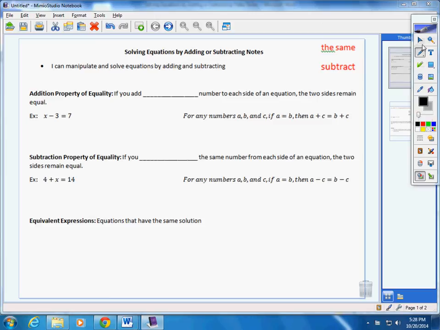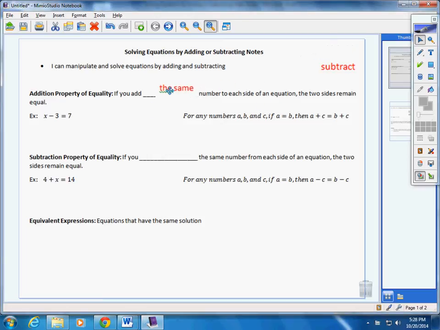Let's start off with our first definition. The addition property of equality says something very simple. If you add the same number to each side of an equation, then the two sides remain equal. Well, I think all of you would agree that this makes sense.